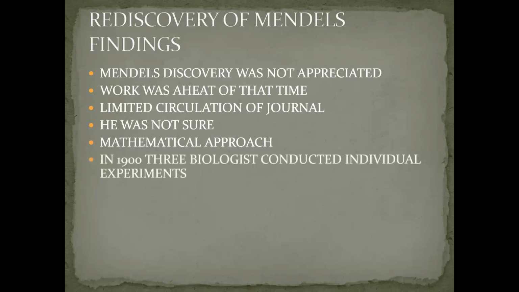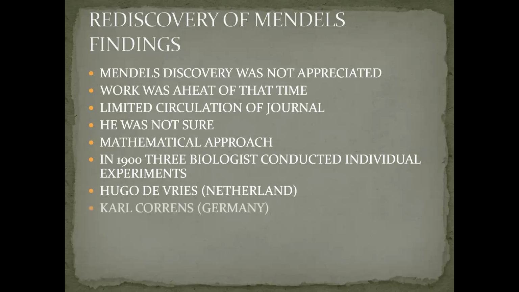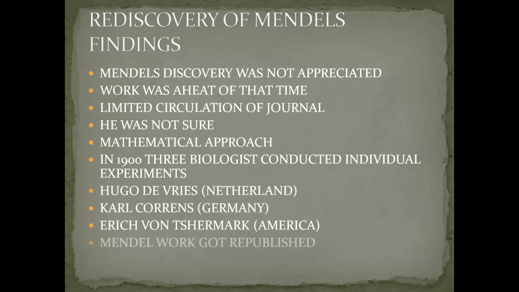So in 1900, three biologists conducted individual experiments, and they were studying what Mendel was doing. Now, which are the three scientists? Hugo de Vries from the Netherlands, then Carl Correns from Germany, and Erich von Tschermak from Austria. These three scientists started working on the transmission of characters. Then they came to know that it was exactly what Mendel had published, and Mendel's work was republished in Hugo de Vries's journal.